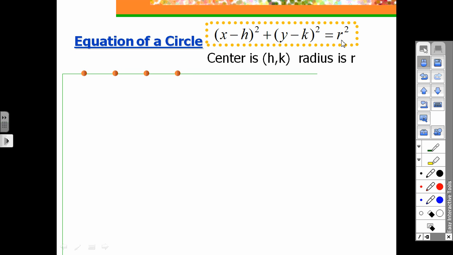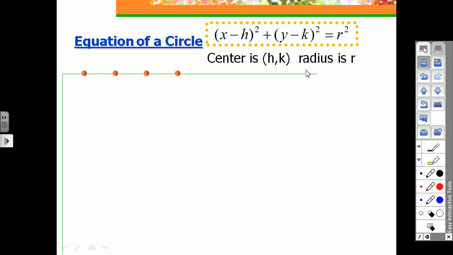So those are numbers that are going to be in the equation that are going to change every time you see a new equation. And what they do is they change the location and the size of your circle. So the h and the k represent the x and y coordinates of your center. And r, remember this is r squared, so you take the square root of that number, r is the radius.